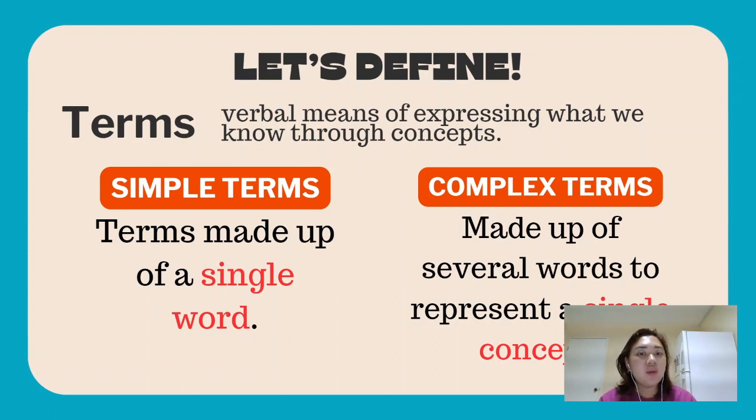On the other hand, we have complex terms. Complex terms are made up of several words to represent a single concept. For example, Lord of the Rings, Guardians of the Galaxy, The Chronicles of Narnia. So those are examples of complex terms and simple terms.